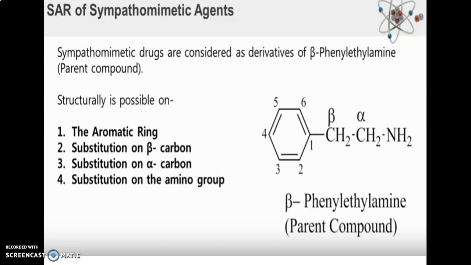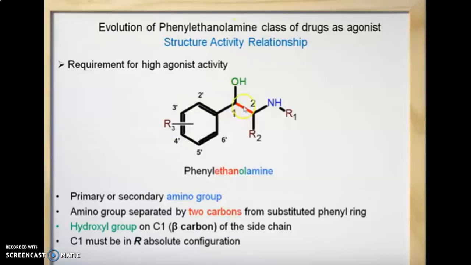The sympathomimetic drugs are considered as derivatives of beta-phenylethylamine as the parent compound, and structural variation is possible by different substitution on the aromatic ring, substitution on the beta carbon, substitution on the alpha carbon, and substitution on the amino groups.